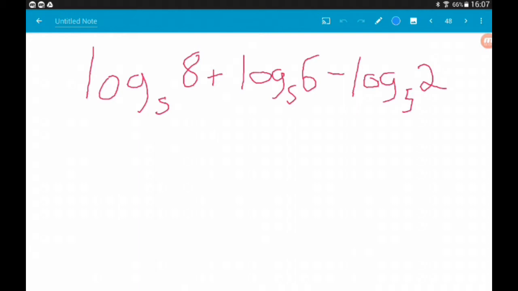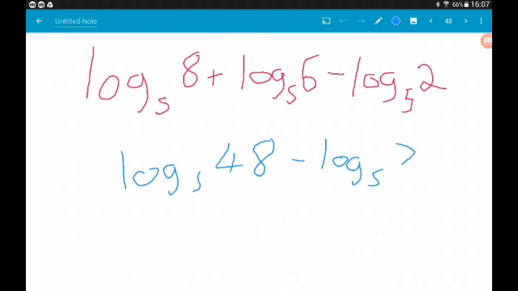Okay, next up, we've got log base 5 of 8 plus log base 5 of 6 minus log base 5 of 2. So we've got an addition and then a subtraction. Just work left to right. So log base 5 of 8 plus log base 5 of 6 is going to give us log base 5 of 48, and then we've got minus log base 5 of 2. So now we've got the subtraction, so we do 48 divided by 2, so we get log base 5 of 24. Good times.